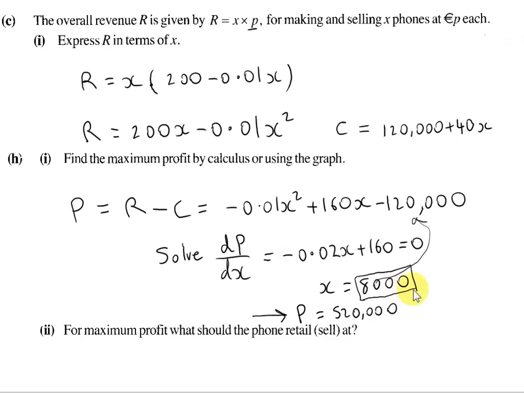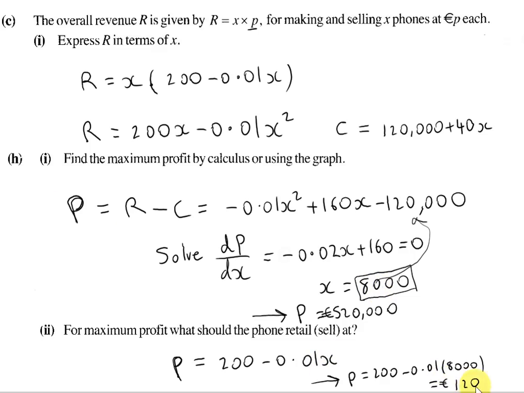So this is the number of phones that have to be sold. From a previous part, we have the relation between x and what a phone should sell for. That's little p. Don't confuse it with this P here, which is the profit. Little p here is the price a phone must sell at for a given value of x. And here x is 8,000 for the maximum profit. So we just plug 8,000 in for x. We get 120 euros.